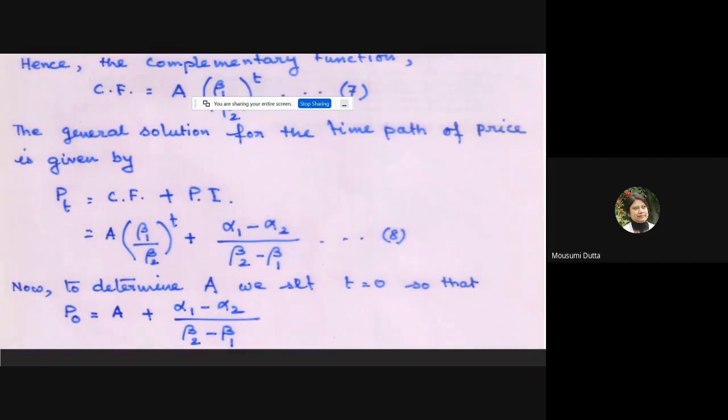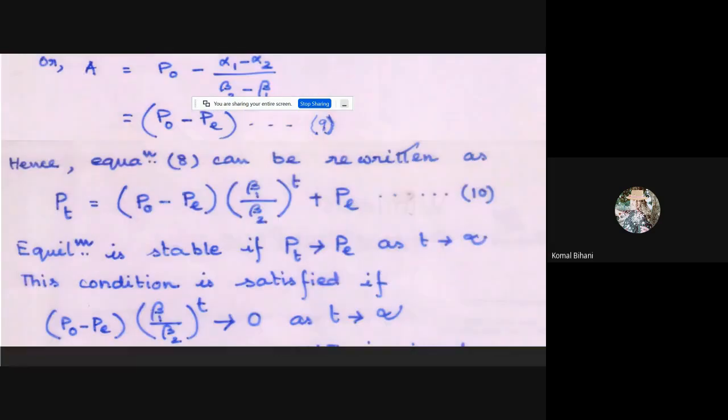In other words, A is P naught minus PE, because alpha 1 minus alpha 2 divided by beta 2 minus beta 1 is nothing but PE. Could you write up to this? P naught is equal to A plus alpha 1 minus alpha 2 divided by beta 2 minus beta 1? Yes, ma'am. So A is equal to P naught minus alpha 1 minus alpha 2 divided by beta 2 minus beta 1, or A is P naught minus PE, which is equation number 9.